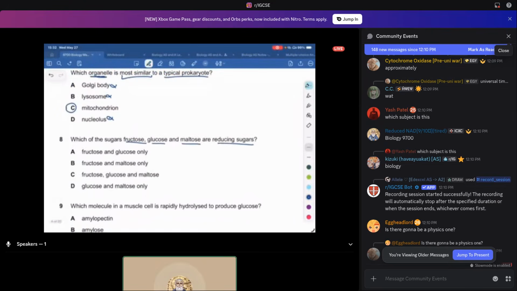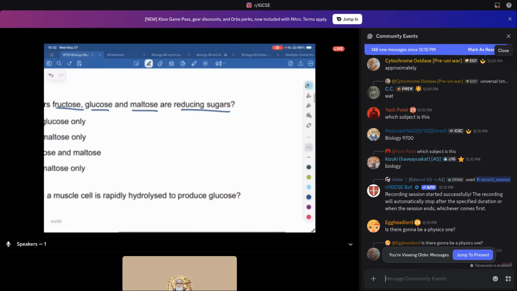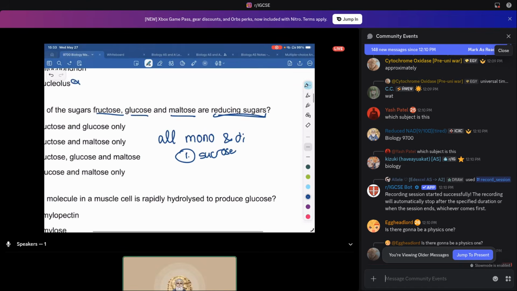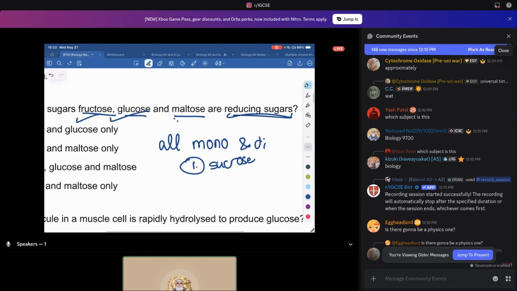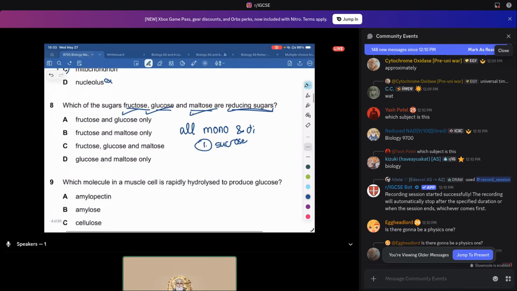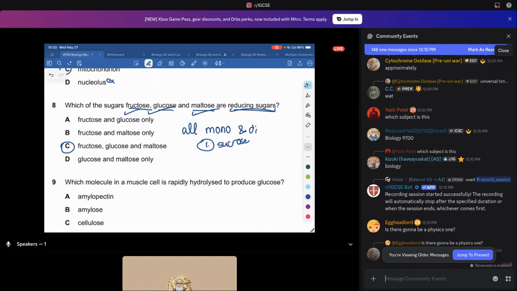Which of the sugars, fructose, glucose, and maltose, are reducing sugars? In your syllabus, all monosaccharides and disaccharides are reducing sugars except for one, which is sucrose. And this is because the active group of sucrose forms the glycosidic bond, so it's no longer active, so it's no longer a reducing sugar. Fructose and glucose are monosaccharides, so obviously they are reducing, and maltose has the active group still free, so it's also a reducing sugar. The answer is A, all three options.